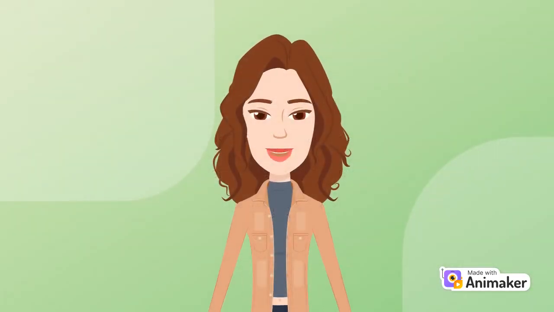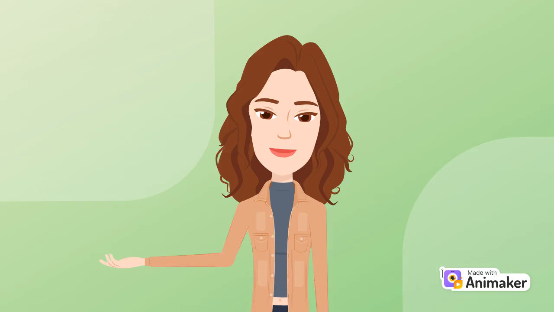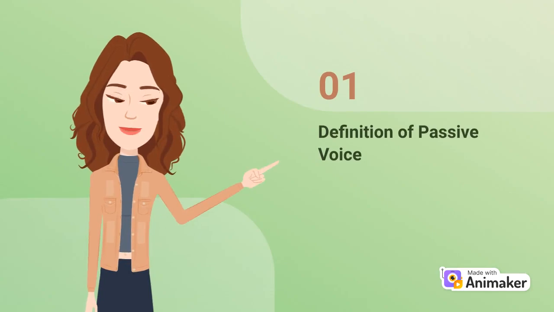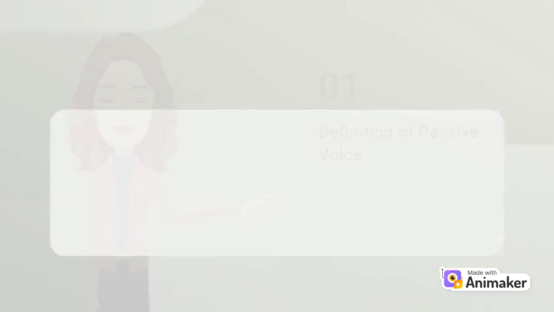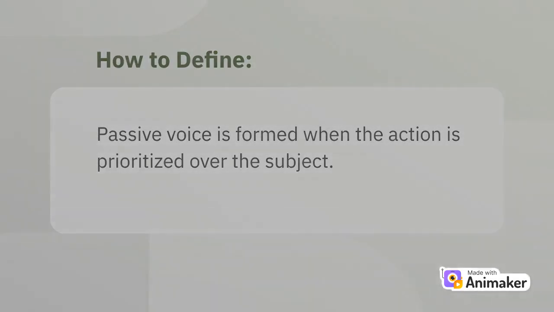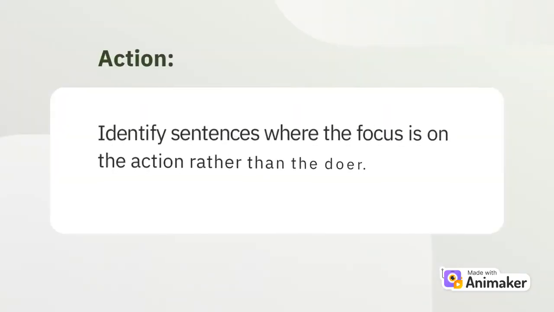Here are the essential aspects of passive voice and its applications. The definition of passive voice emphasizes the action rather than the subject. How to define: passive voice is formed when the action is prioritized over the subject. Action: identify sentences where the focus is on the action rather than the doer.